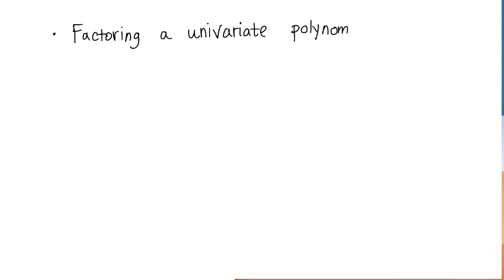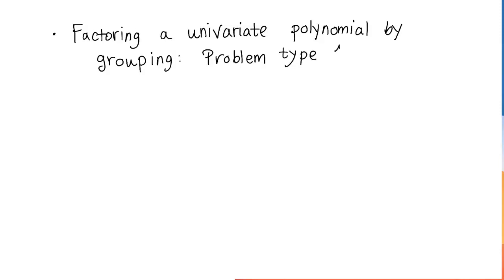Let's review factoring by grouping. So this topic in ALEKS will be called factoring a univariate, so single variable, polynomial. I'm going to have 4 terms actually, by grouping. And this is for problem type 1. I don't know yet how they are different, but it did say problem type 1.